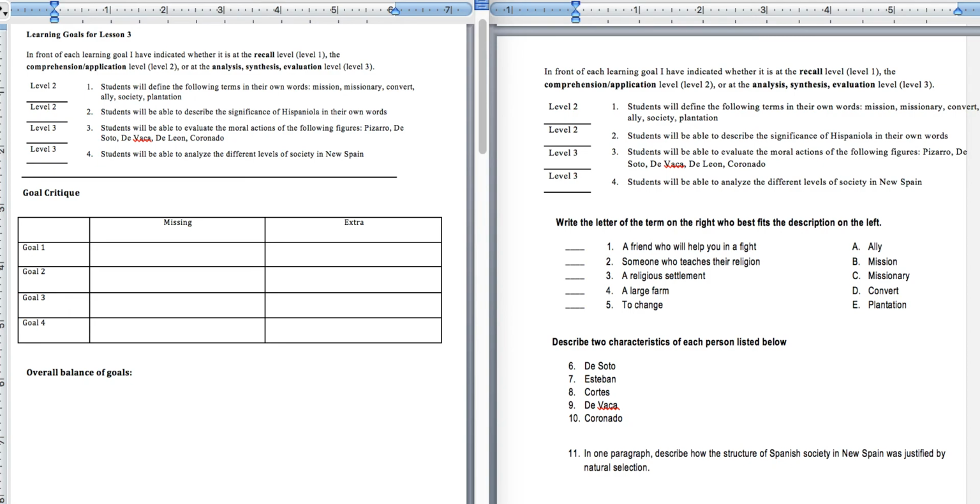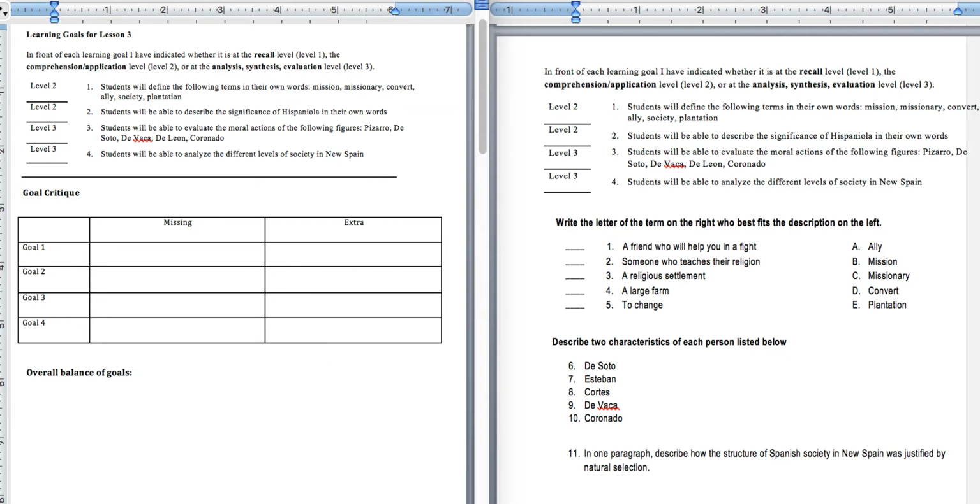I am going to take you step by step through how I want you to approach this assessment critique. There are two main steps. One is the critique of whether or not the goals match up with the materials that you have. And then the second part is to see whether the goals are good or not, how they map onto the assessment.